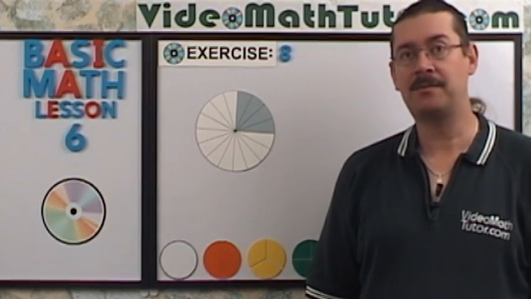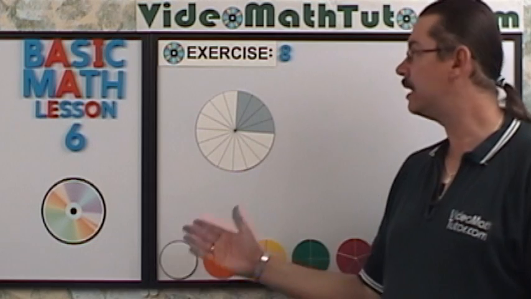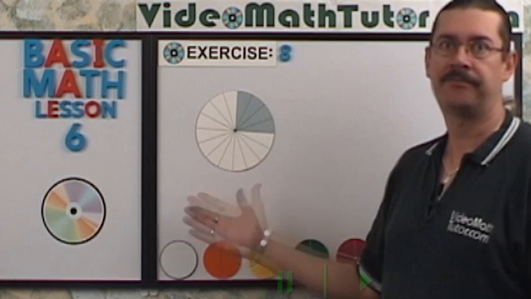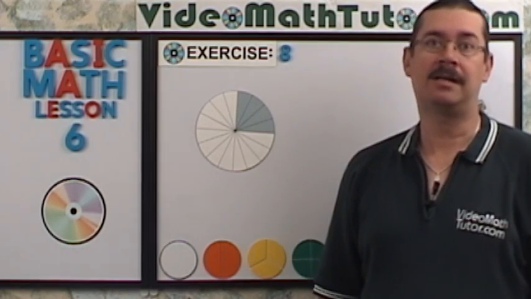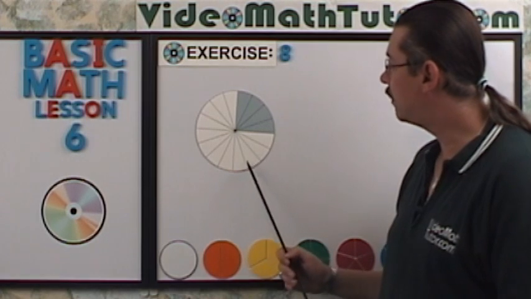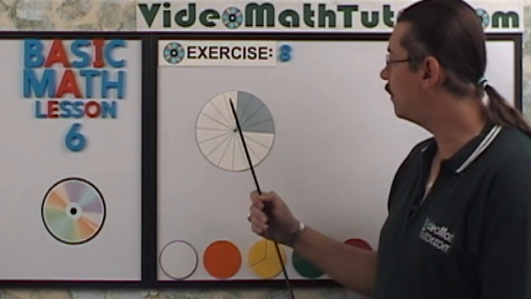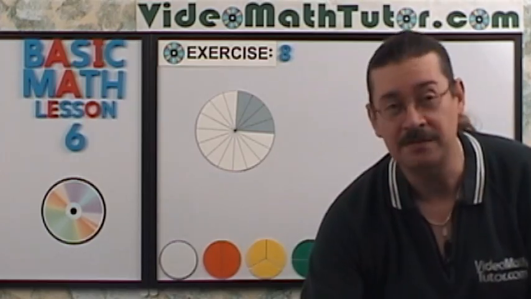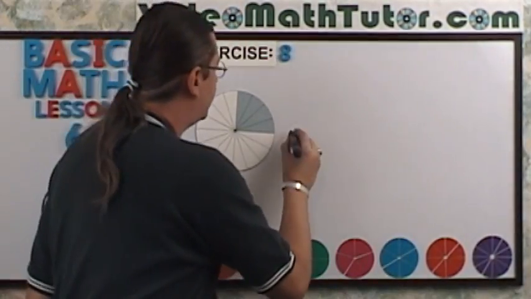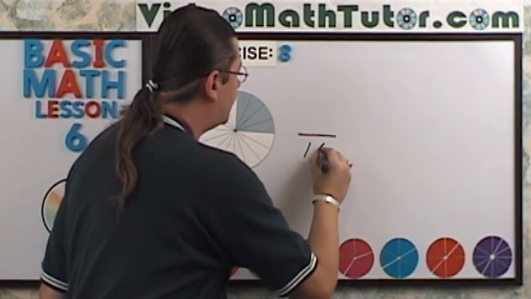For exercise 8, we're asked what fractions are represented by this. Well, your first step is to figure out how many total slices are there? So let's count them. 1, 2, 3, 4, 5, 6, 7, 8, 9, 10, 11, 12, 13, 14, 15, 16. So there's a total of 16 slices. So that's going to be my denominator. So I'm going to write down 16.